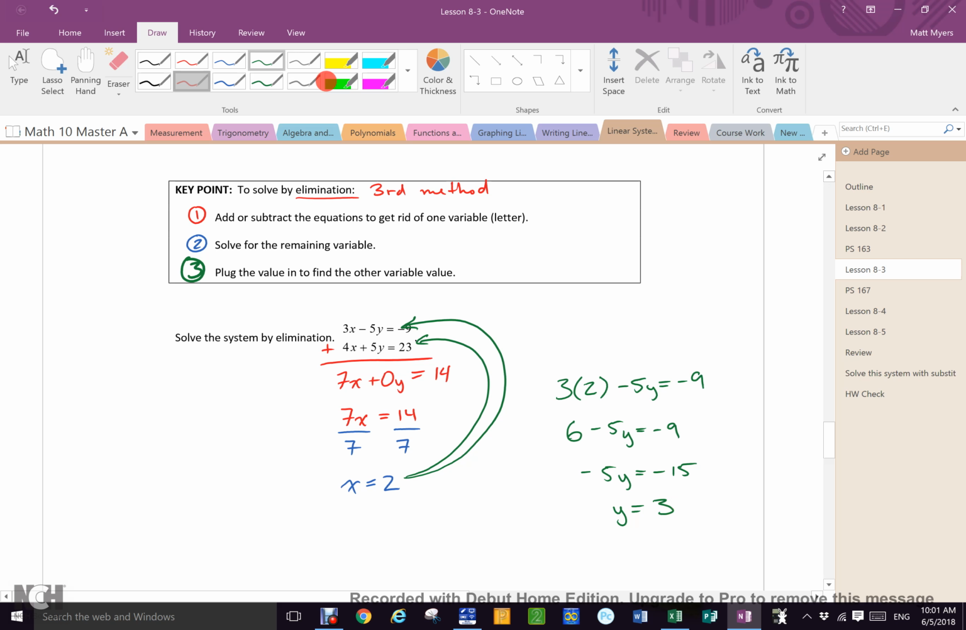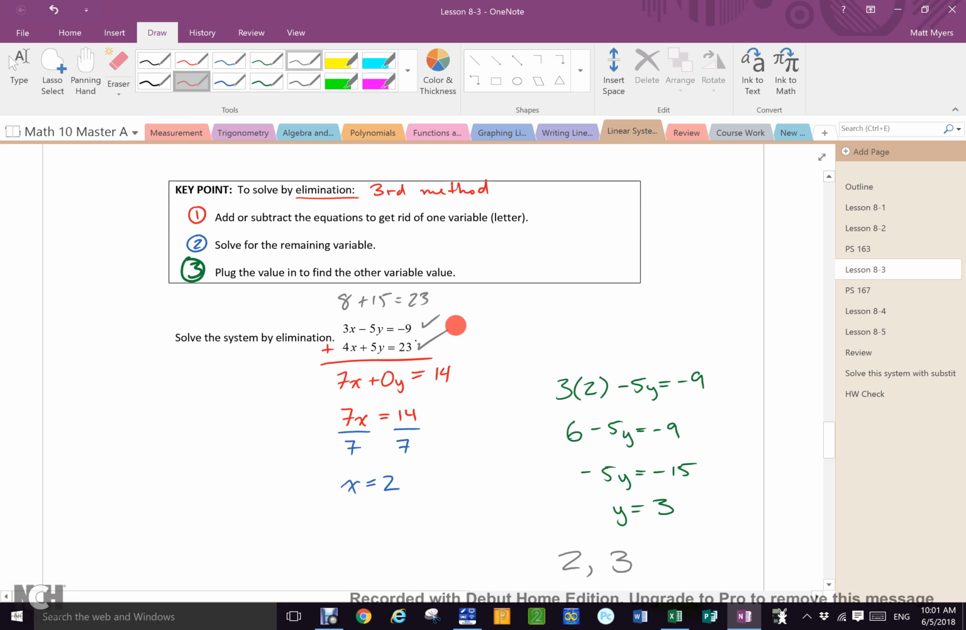What is my ordered pair now? X is 2, y is 3, and the last step is always to check. 3 times 2 is 6, 5 times 3 is 15, 6 minus 15 equals -9, so I am good. Then I check the other one. 4 times 2 is 8, 5 times 3 is 15, 8 plus 15 equals 23, so I am good.